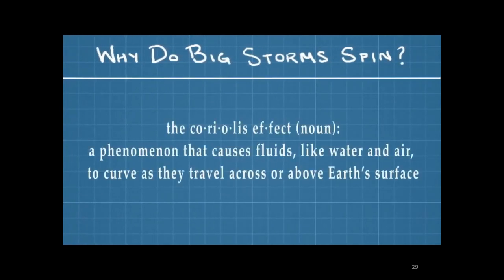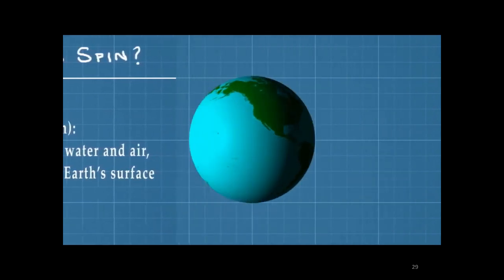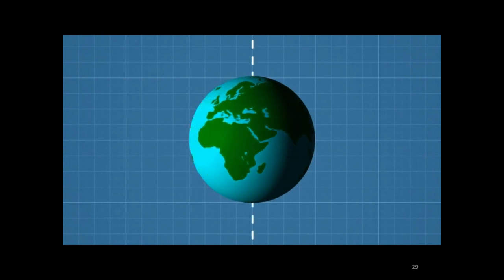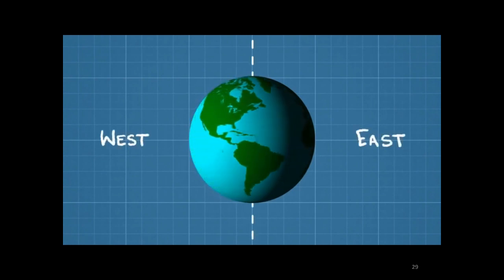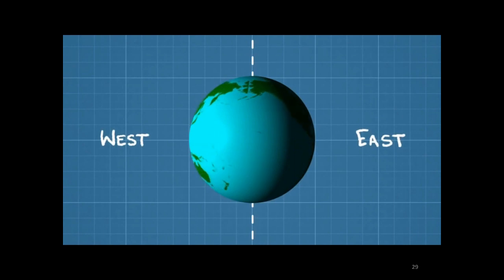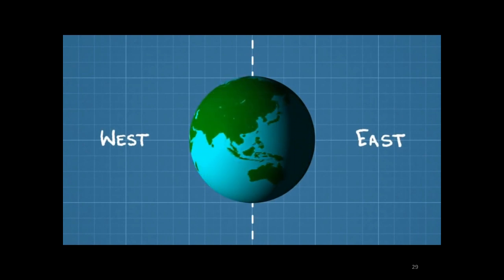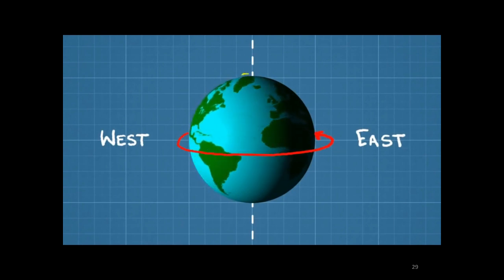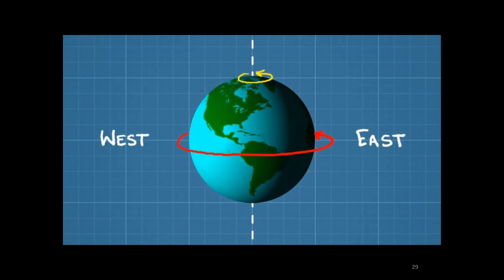A storm's rotation is due to something called the Coriolis effect, which is a phenomenon that causes fluids like water and air to curve as they travel across or above Earth's surface. Here's the basic idea. Earth is constantly spinning around its axis from west to east. But because Earth is a sphere and wider in the middle, points on the equator are actually spinning faster around the axis than points near the poles.